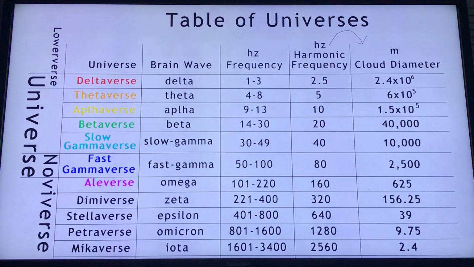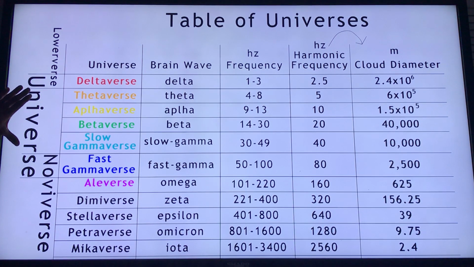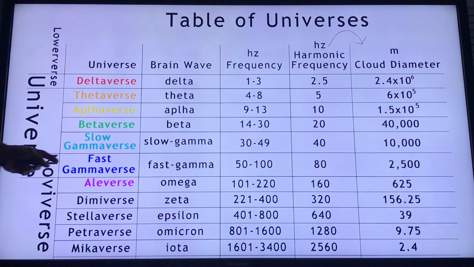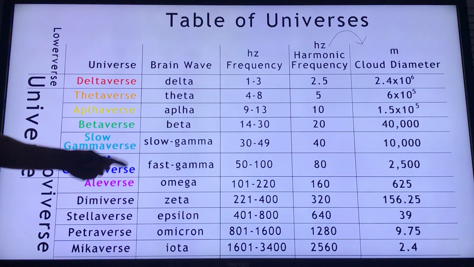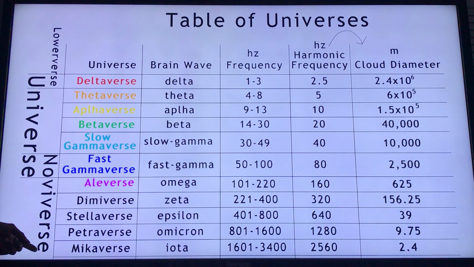Here we have normal universe, right? Delta to fast gamma. That's our experience. What we say is anything faster in your consciousness, as far as harmonic resonance, than fast gamma, we call that the novi verse, and anything slower we call the lower verse. Okay?